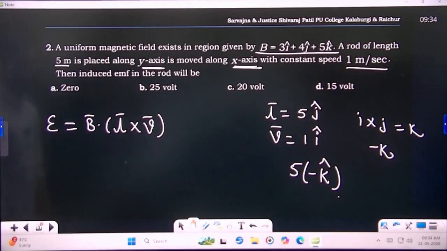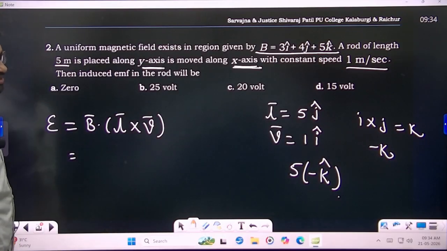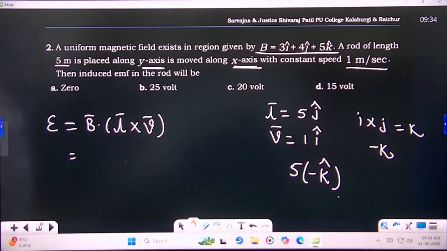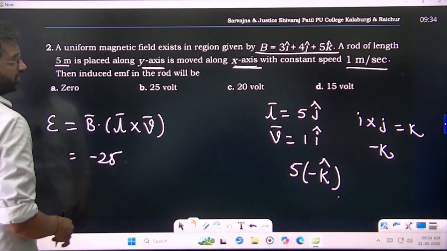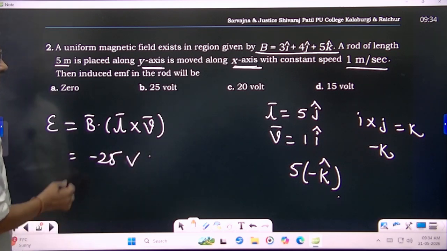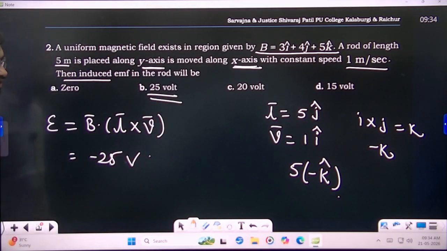Now the dot product of these two, 3i + 4j + 5k and this 5, has to be minus 25 volts. According to the options, it has to be the magnitude, so the magnitude is 25 volts.